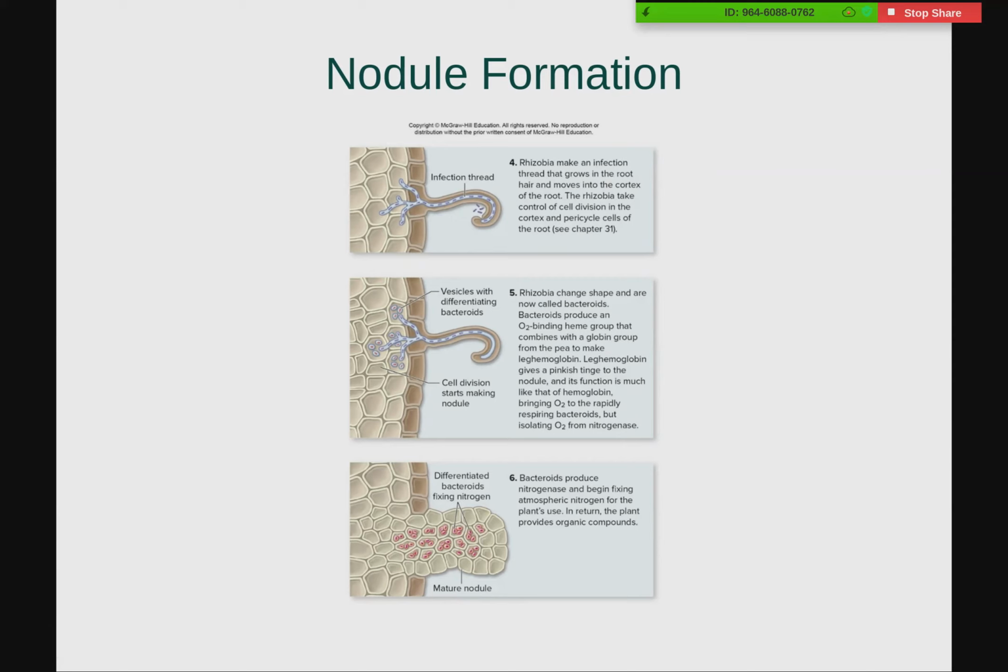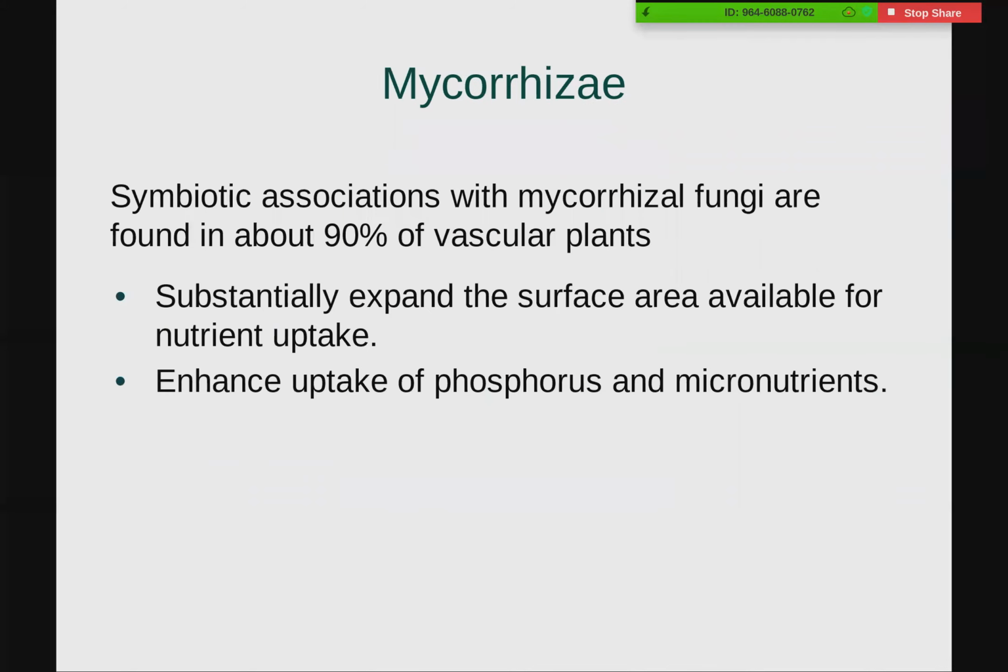And again, this is commonly used by members of the legume family, not just beans, but also alfalfa, peanuts, and so on and so forth. So lots of things in the legume family have evolved this symbiosis. Now, the other one, which we've already talked about, is the mycorrhizal associations, which are symbiotic associations with fungi that we know we found in about 90% of vascular plants.